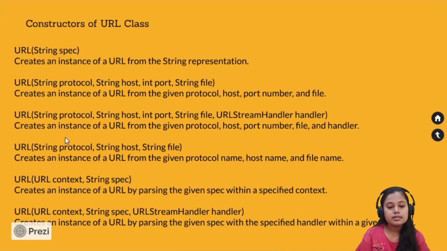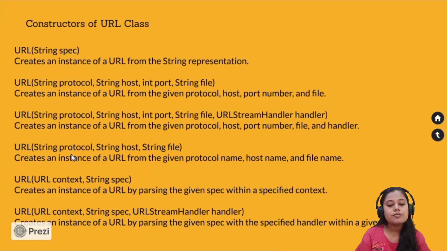The next constructor takes in three parameters: protocol of string type, host of string type, and file of string type. It creates an instance of a URL from the given protocol name, host name, and file name. The next constructor takes in two parameters: context of URL type and spec of string type.